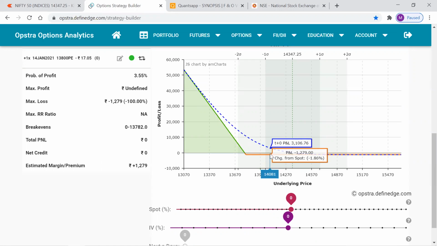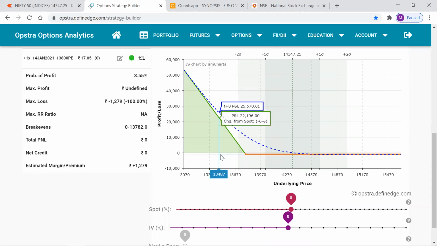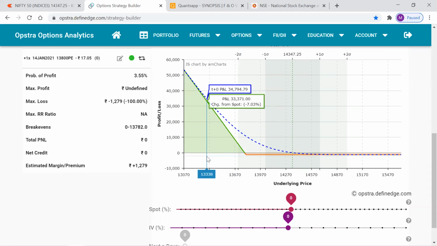If you're long on a put option, expecting that the market is going to fall below 13,800 before 14th of January, and your view goes wrong, you'll be losing only 1,000. So what happens if your view goes right? Imagine the market fell badly before 14th of January and went down to 13,571. Look at the profits. You'll have a profit of 15,896. Now if it fell down to 13,338, your profit will be 36,371.